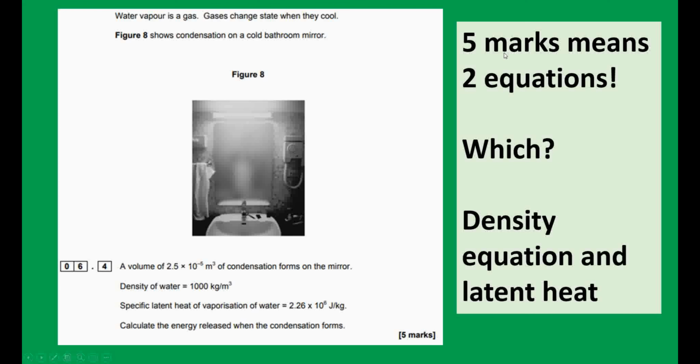It's 5 marks. That means 2 equations. We haven't got the 6th mark, which means we need to do something extra. We're just using 2 equations, rearranging, and getting a mark out. How do I know it's the density equation and the latent heat equation? It's because I'm given density and volume. Those 2 things together can get me a mass. The specific latent heat of vaporization means I have to use the latent heat formula, E equals ml. It's got my mass, it's got the latent heat of vaporization constant, and the energy is the thing that I'm looking for. So those are the 2 equations I need to use.